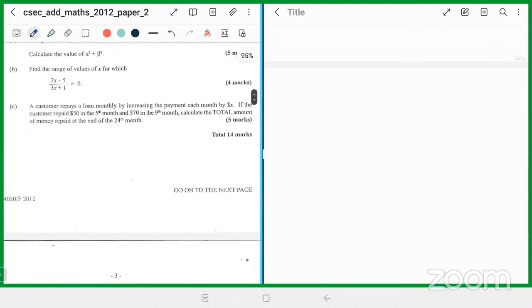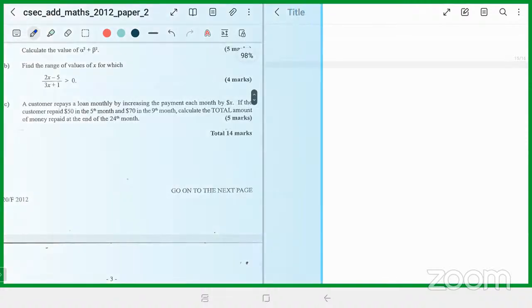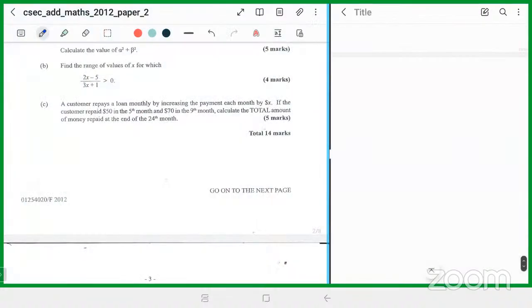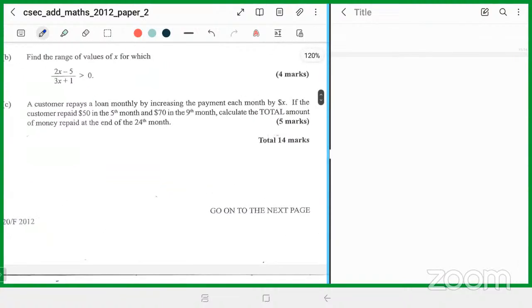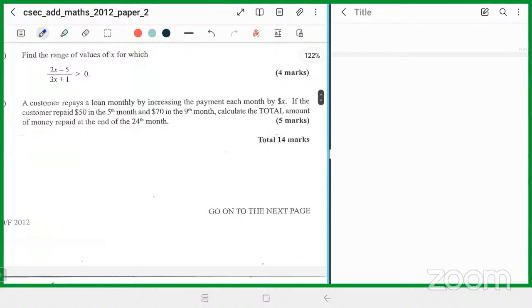So this one says, a customer repays a loan monthly by increasing the payment each month by X dollars. So they are increasing the payment by X dollars. If the customer paid $50 in the fifth month, this is the AP, you know. I'm increasing a value that I'm putting. I can start out with a value, and the payment is increasing by the same amount. So these are my payments.